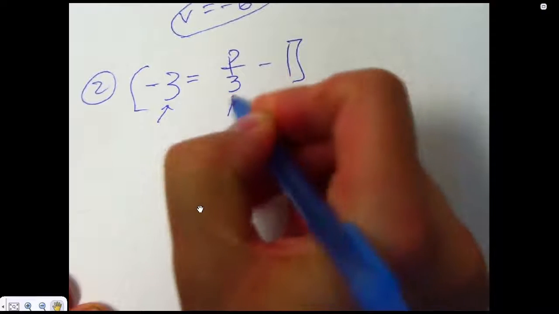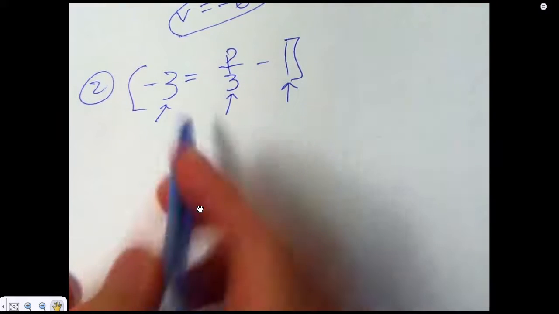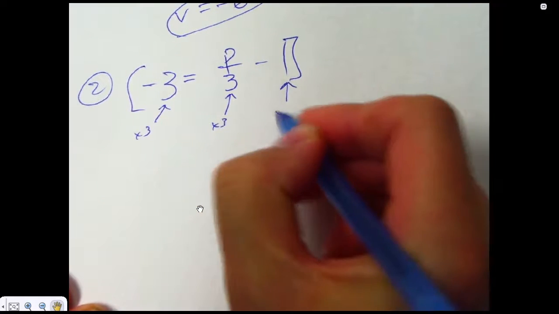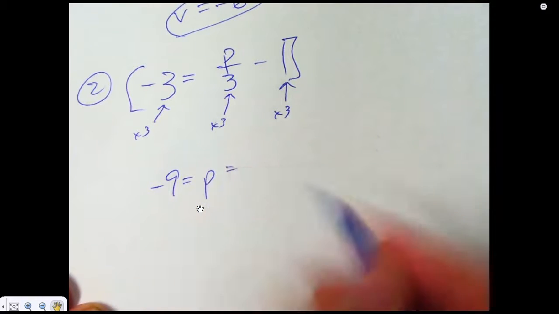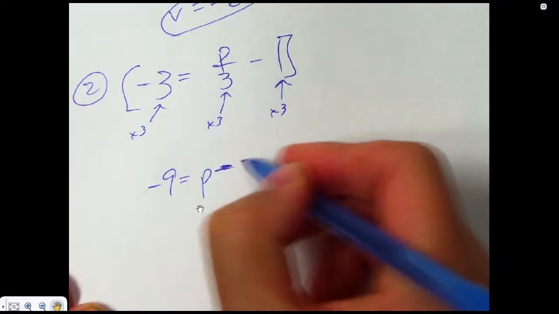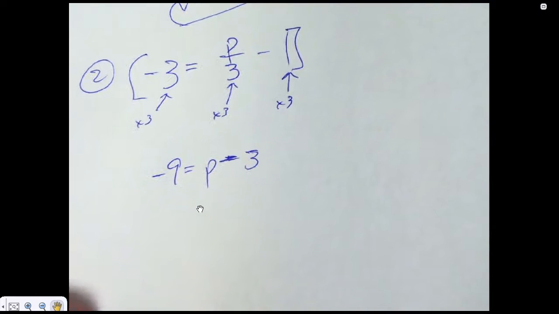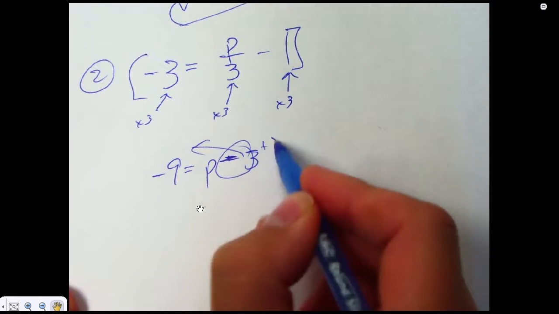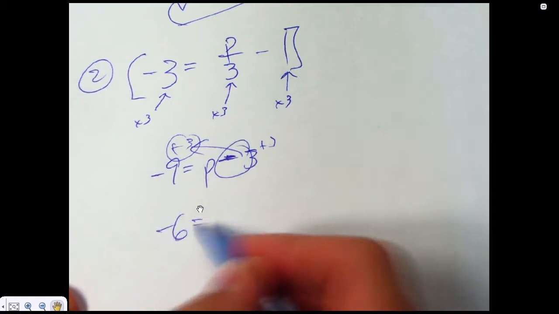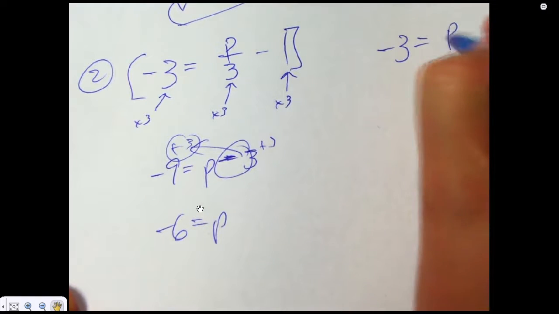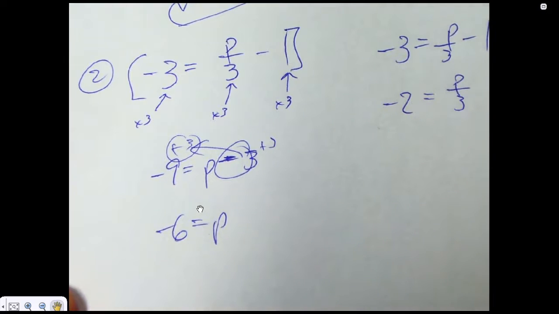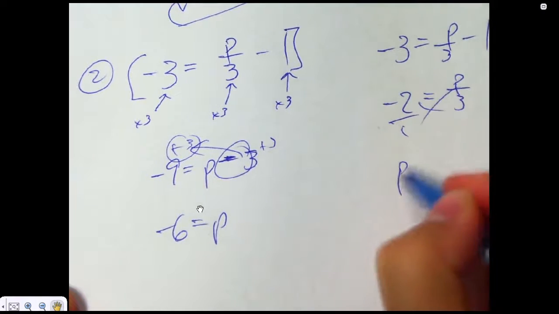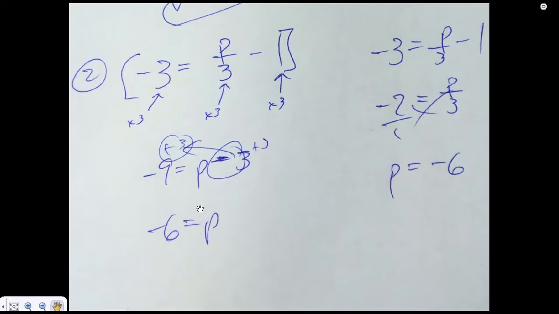So this gets multiplied by 3, this gets multiplied by 3, this gets multiplied by 3. So negative 3 times 3 is negative 9. P over 3 times 3, well, those 3's will go away, and you get P. And then negative 1 times 3 would be negative 3. And then, add 3 to both sides. Negative 6 equals P. Now, here's a different way you could do it. If I wanted to, I could add 1 to both sides, and then you got your cross multiplication sign. So it's just whatever you're more comfortable with.